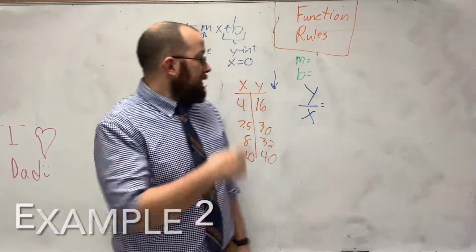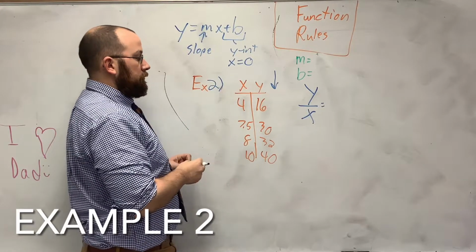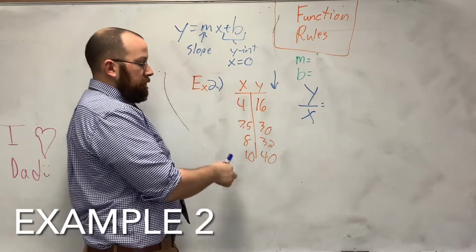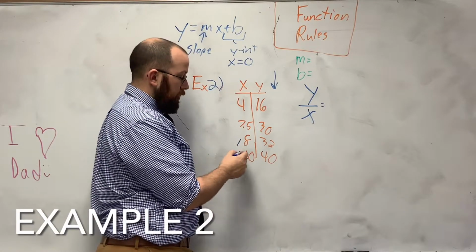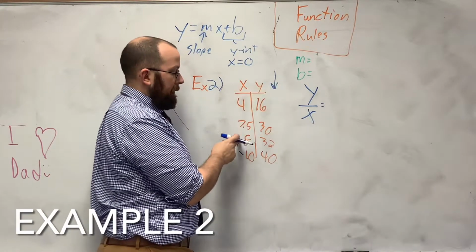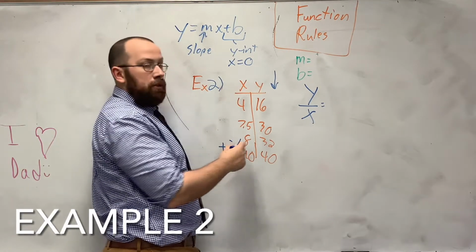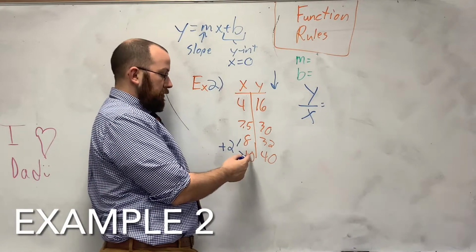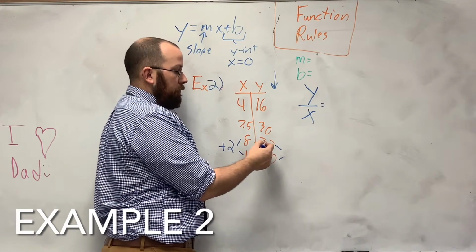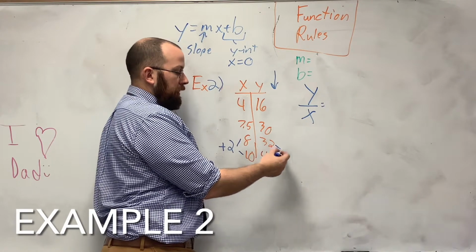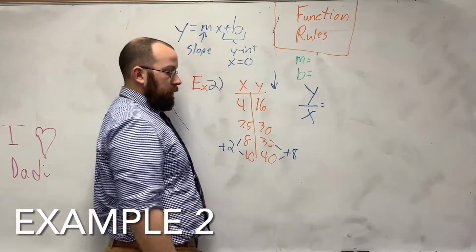All right, second example here. It doesn't matter which one, but I'm not going to mess with the decimal because I don't want to. So I'm going to keep going down. How many does it take to get from 8 to 10? Well, I have to add 2 to 8, so 8 plus 2 is 10. Do the same thing over here. What does it take to get from 32 to 40? Well, 32 plus 8 is 40.